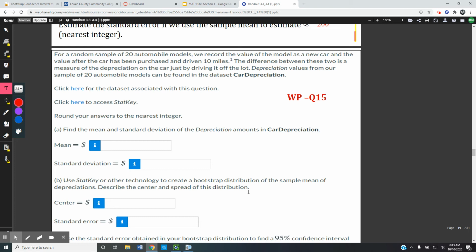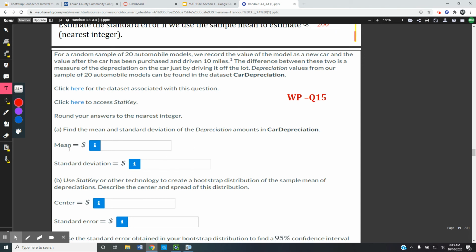The depreciation values from our 20 sample automobiles can be found in the dataset car depreciation. Okay, and they give us some links if we need to, but I have the links open already. Round your answer to the nearest integer. Find the mean and the standard deviation of the depreciation amounts for the car. Okay, so first of all, we need to go find this data.